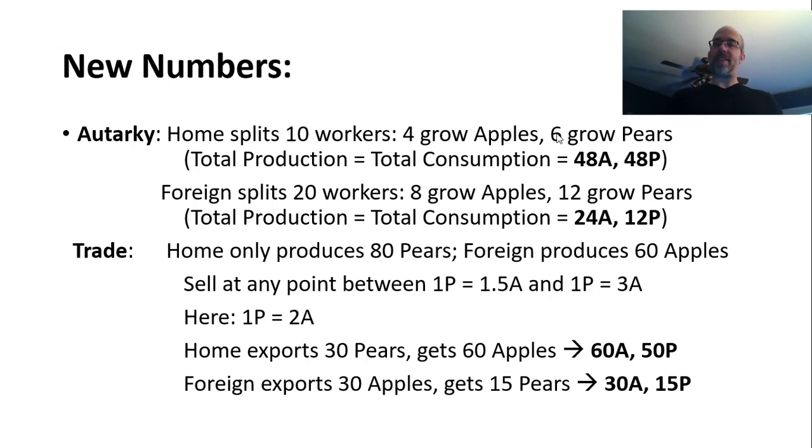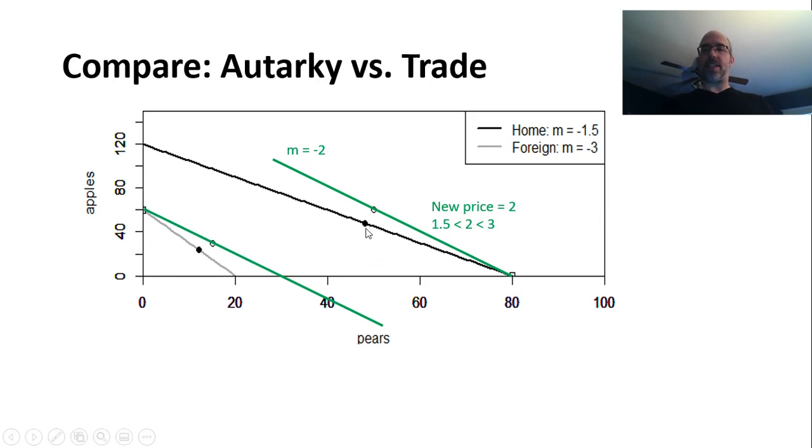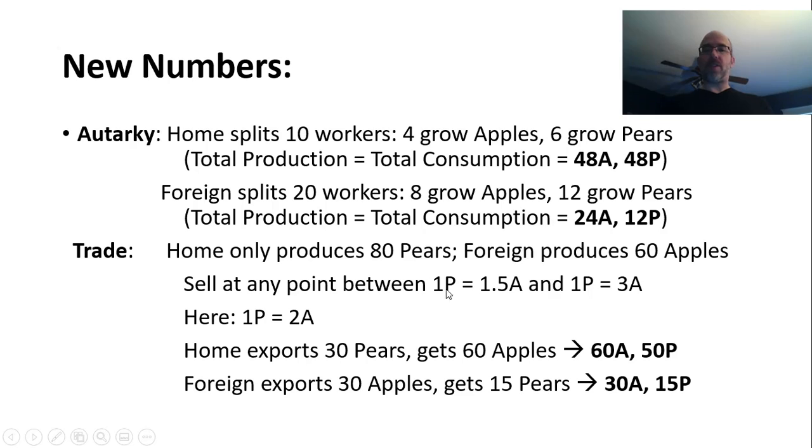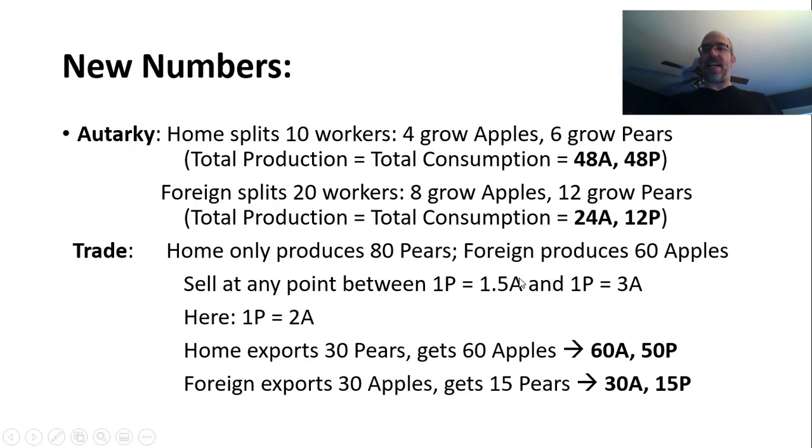That's autarky. You could see exactly how many apples and how many pears they get. That was the black dot on the graph. All right, that is autarky. Now with trade, home is going to make 80 pears, and that's that corner rectangle. Foreign produces 60 apples, and that is here, right? Home makes 80 pears. Foreign makes 60 apples, and they're going to be able to sell. So foreign is going to sell apples to get pears and vice versa.